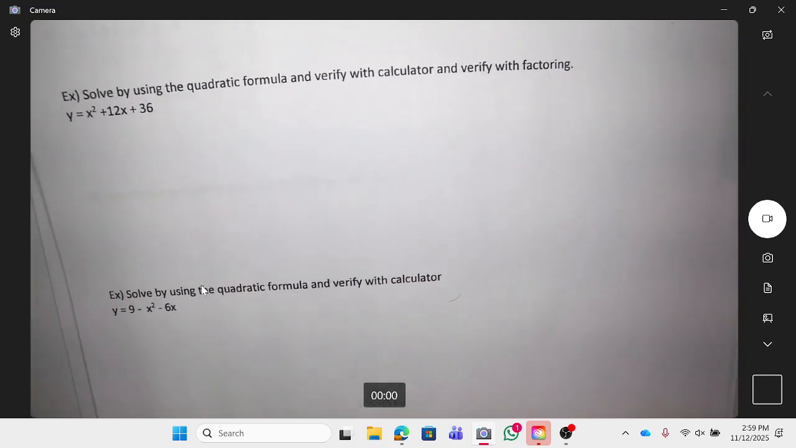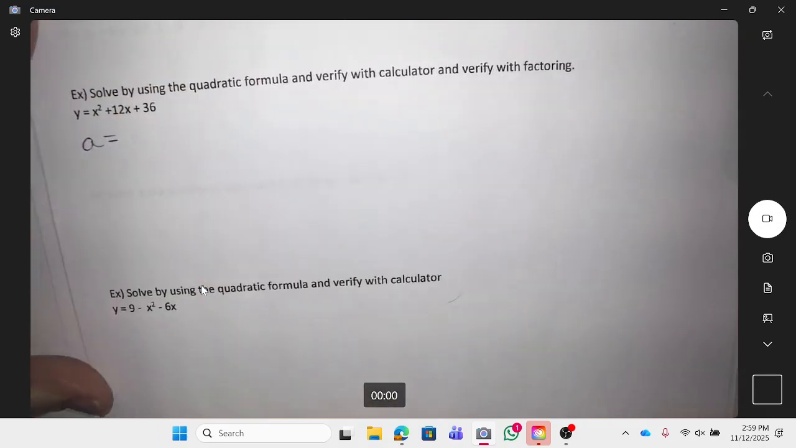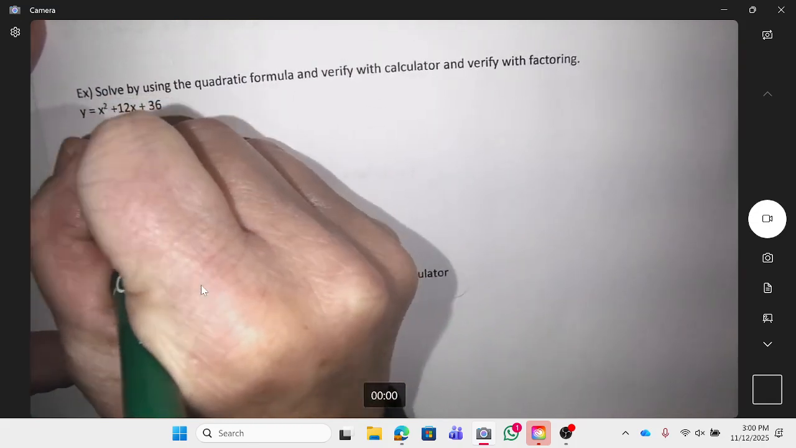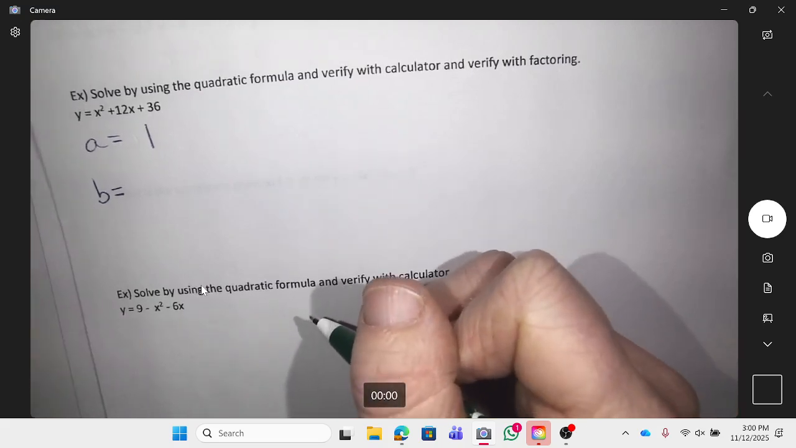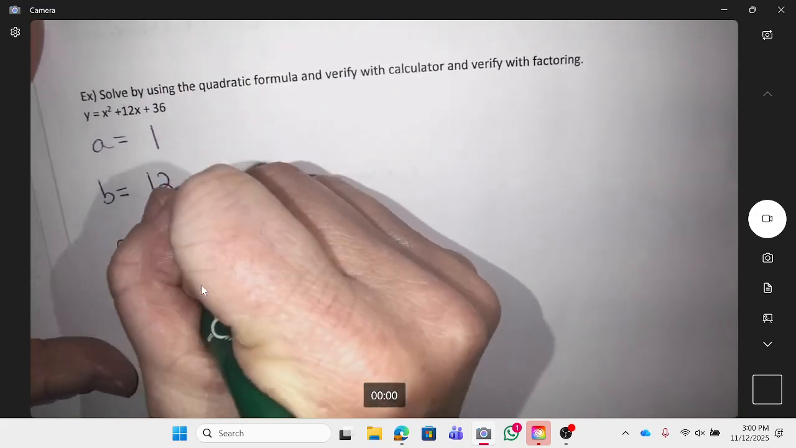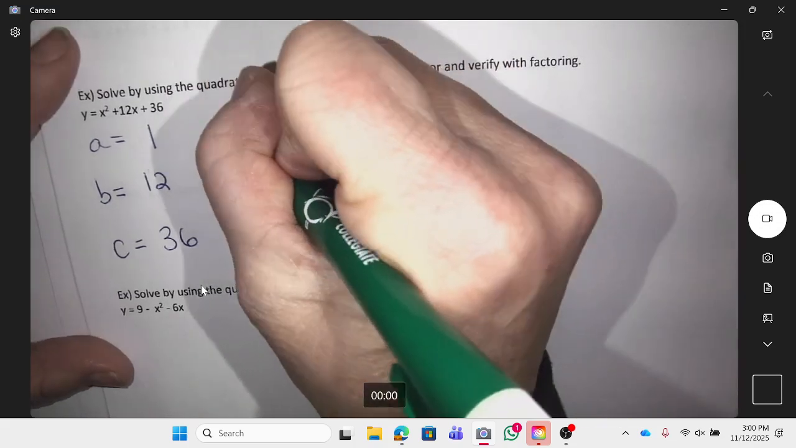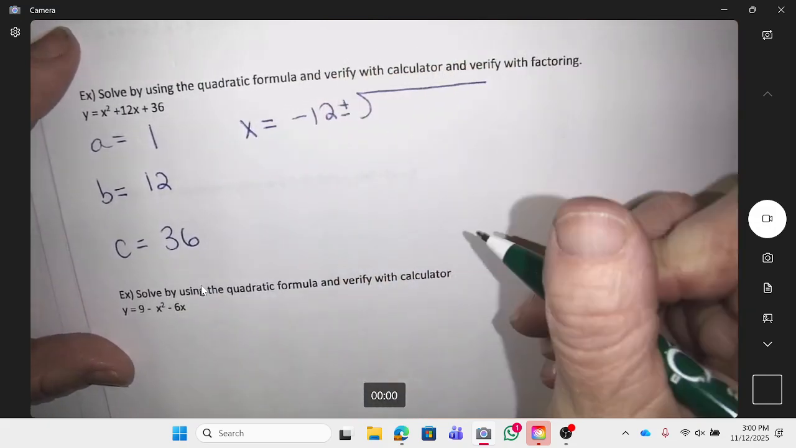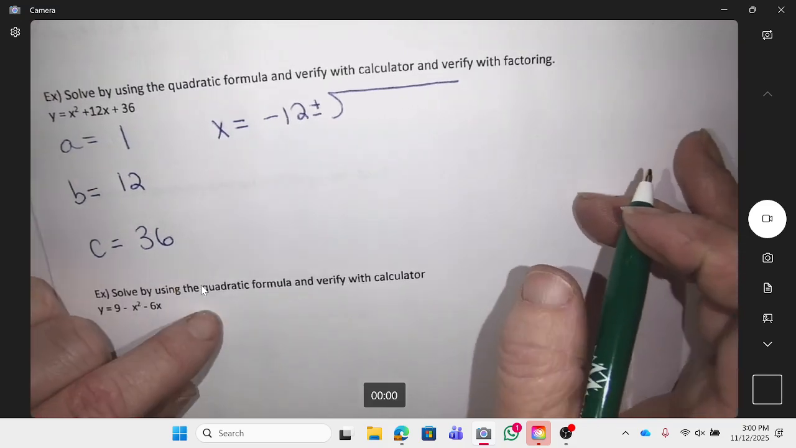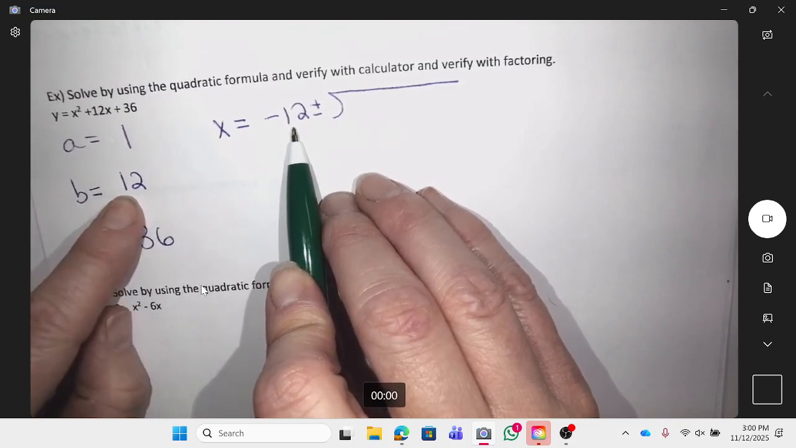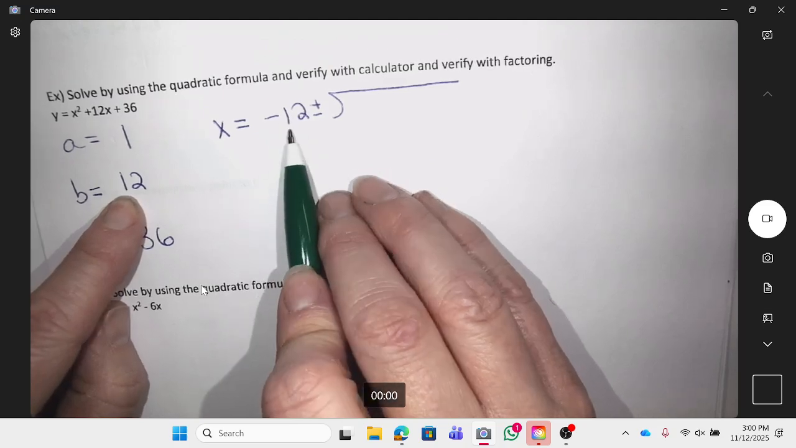Let's go 2 more. Here we go. A. How many x squareds? That's the question. I only have 1. B. How many x's? 12. C. How many numbers? 36. Here's the formula. Opposite B, opposite. So this was 12, so I'm going to write negative 12 there.